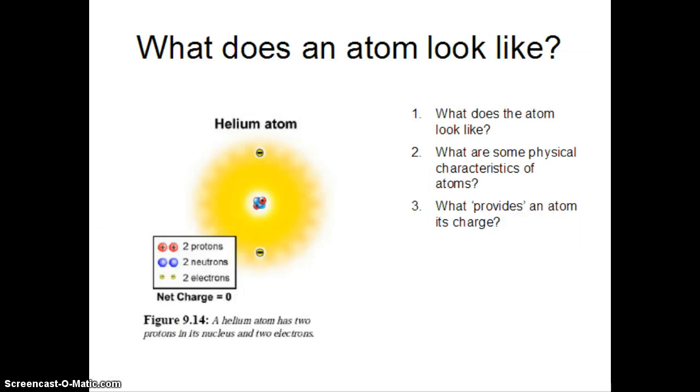We can make sure we understand that the atomic number tells me the number of protons and the number of electrons, because all atoms are neutrally charged in their natural state. And then I can take the atomic mass minus the atomic number and come up with my number of neutrons.